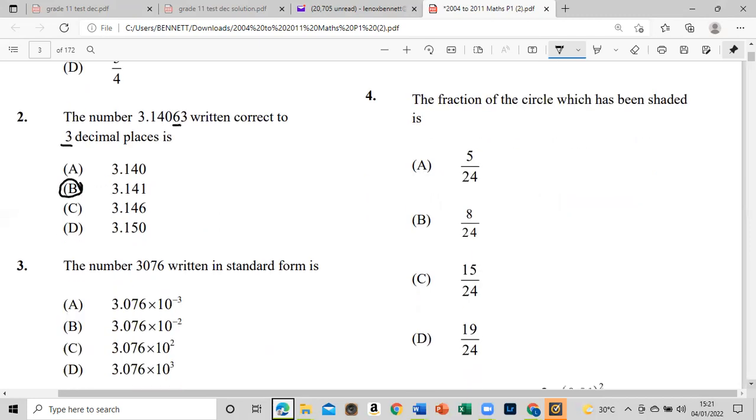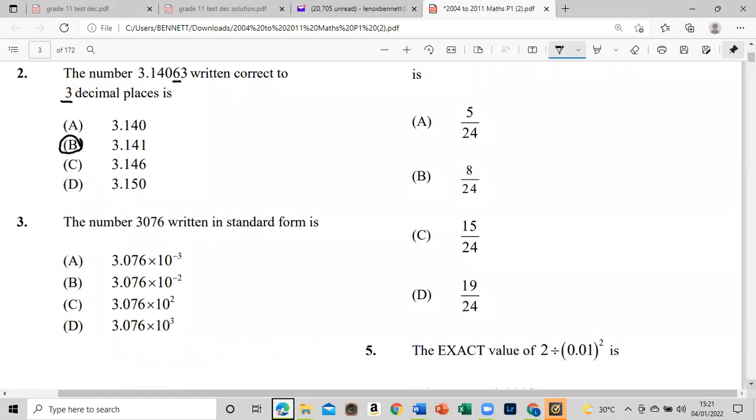The number 3076 written in standard form is... Now, standard form must be between 1 and 10, right? So you can have 1 point something, 2 point something, 3 point something, 4 point something, 5 point something, 6 point something, 7 point something, 8 point something, 9 point something, right? It has to be a single digit. So basically, in all numbers, the decimal point is right here.